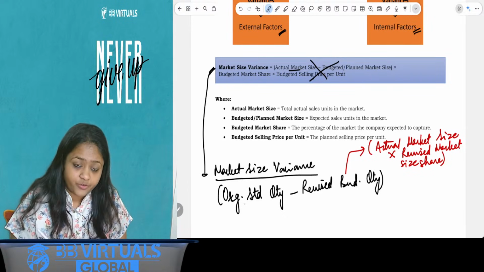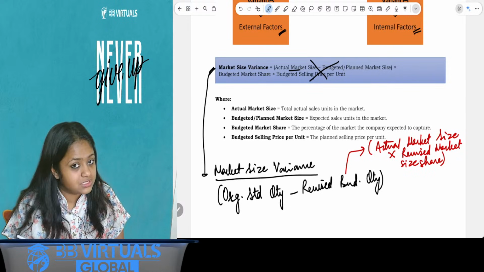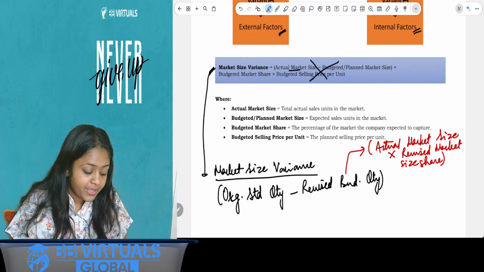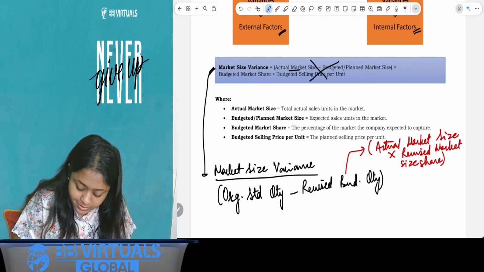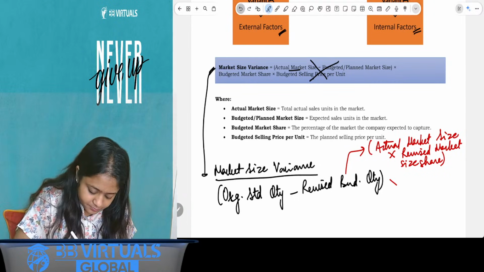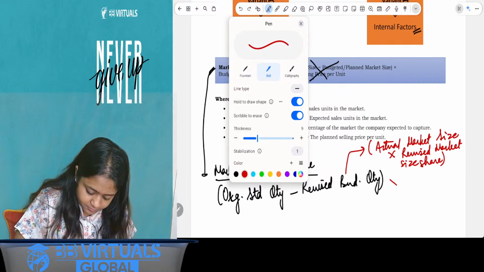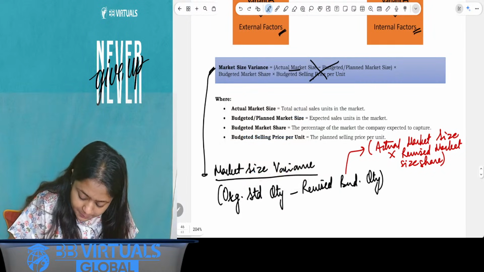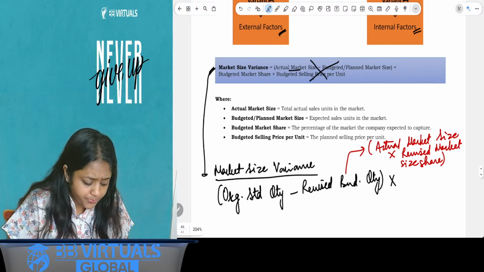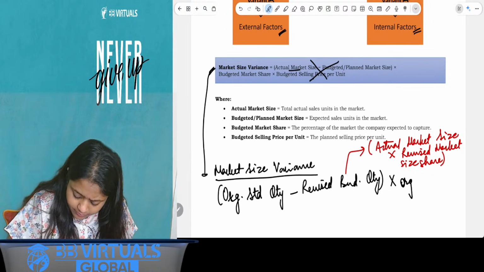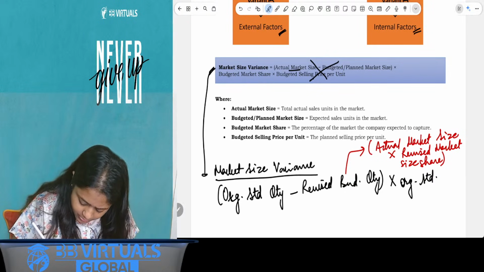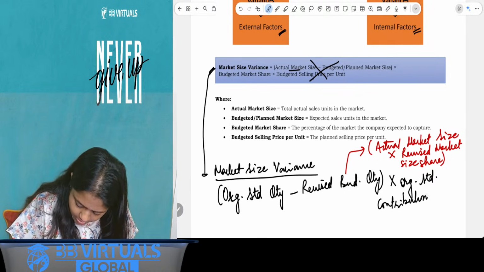So now you get the difference between original standard quantity and budgeted standard quantity, very easy, and now you will multiply it with what? The normal rule that we do. The original standard contribution or profit per unit.